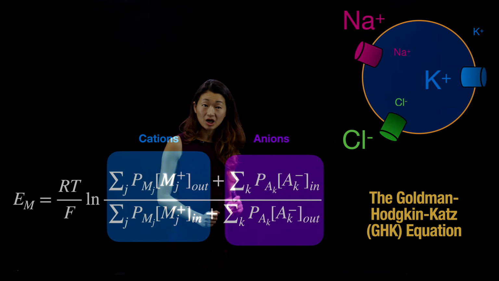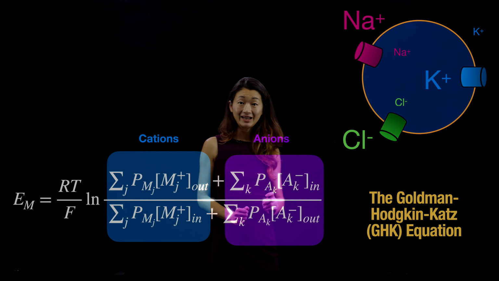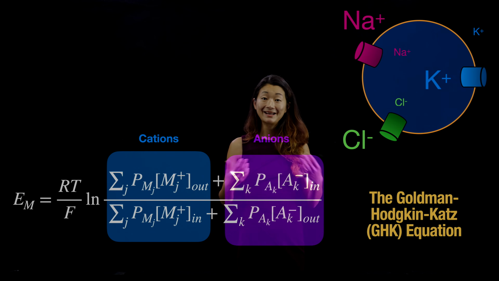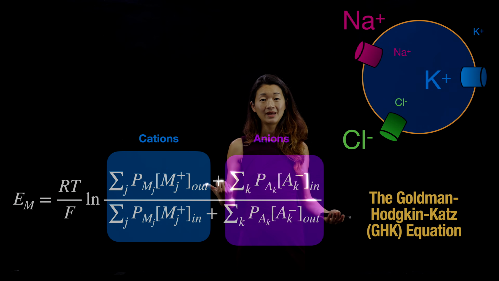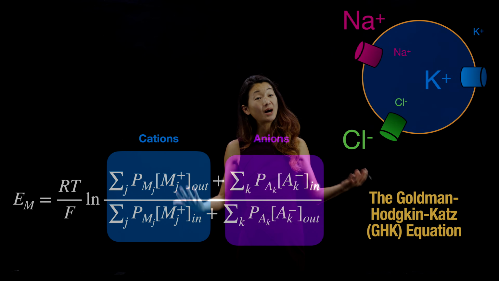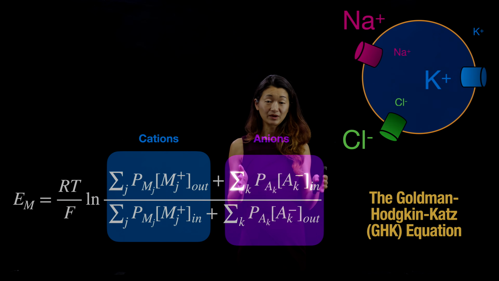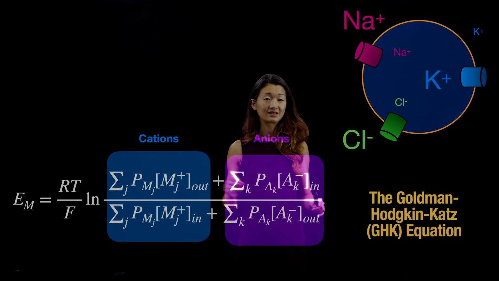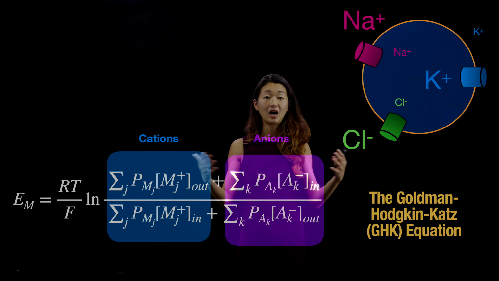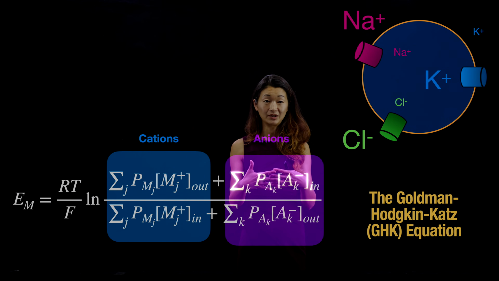Cations are positively charged, anions are negatively charged. And so the net effect on the membrane potential of a positive ion moving in and a negative ion moving in is just going to be the opposite. And so for anions, we're going to do exactly the same thing, except it's going to be in divided by out instead of out divided by in, because they have opposite effects on the membrane potential.